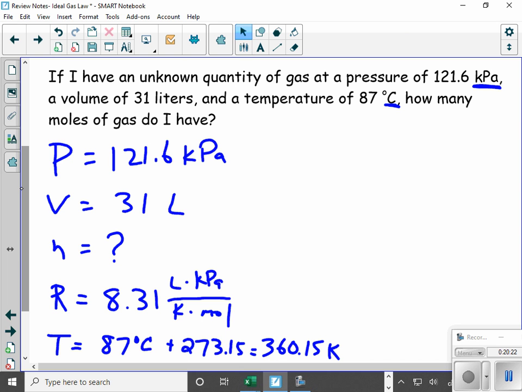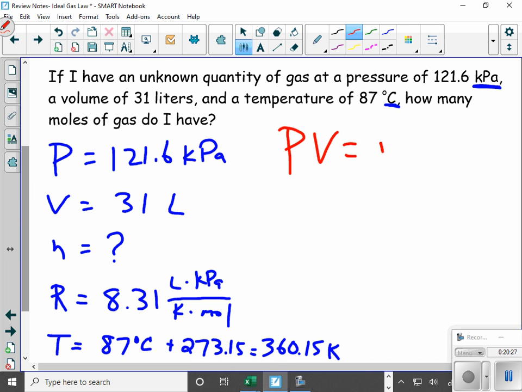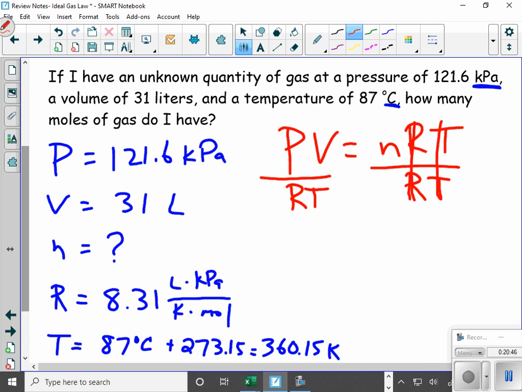I need to manipulate my equation. PV equals nRT. What am I trying to solve for? Moles, which is n. So I'm going to divide RT by both sides. This side cancels, so my number of moles is going to be equal to my pressure times my volume divided by my gas constant times the temperature.